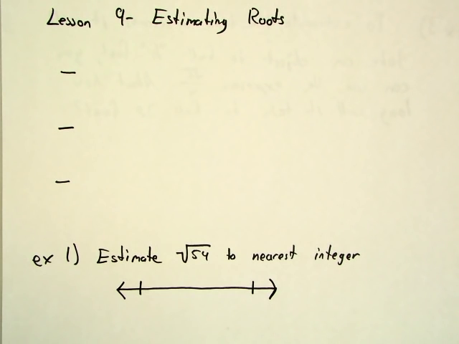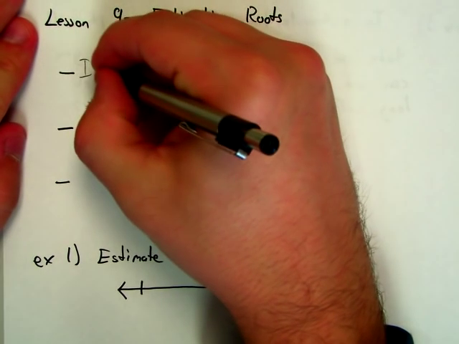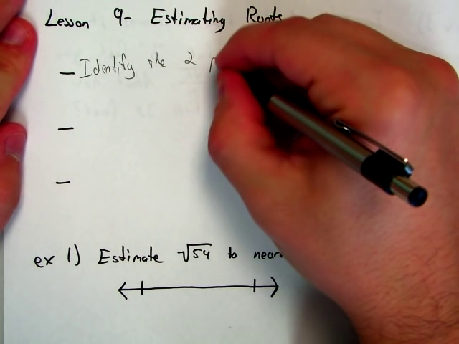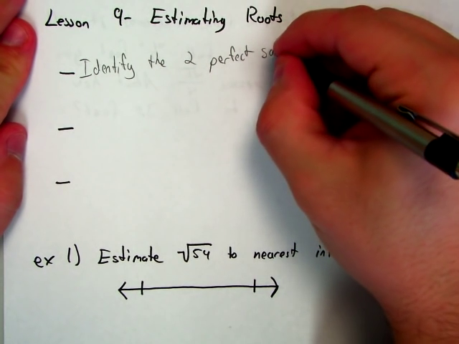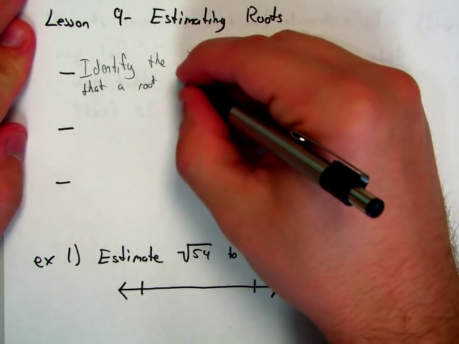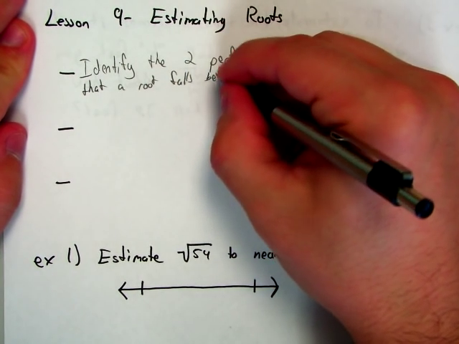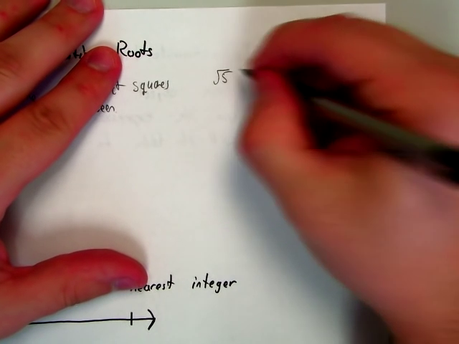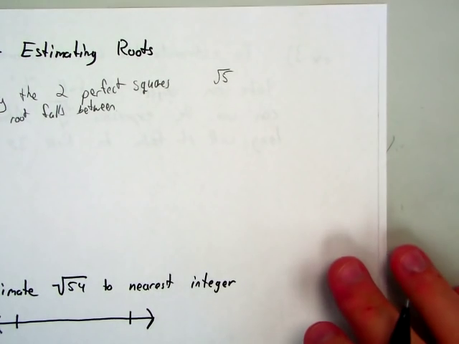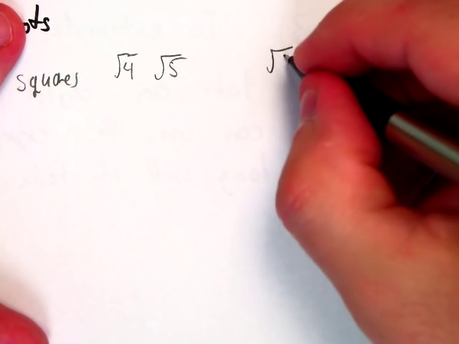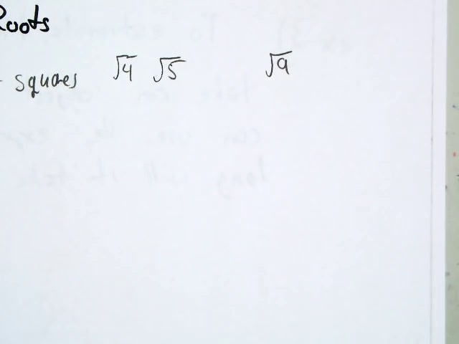So the first thing that needs to be done is we need to identify the two perfect squares that a root falls between. So, for example, if I'm looking to estimate the square root of 5. If I look on that sheet that you guys have, 5 falls between the square root of 4 and the square root of 9. 4 and 9 are both perfect squares.